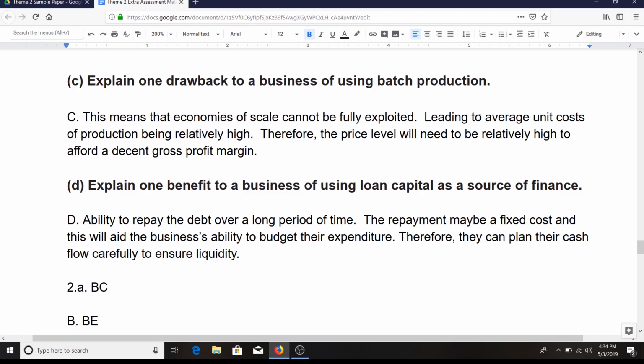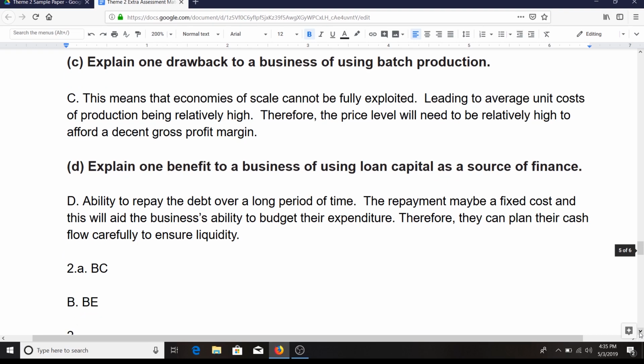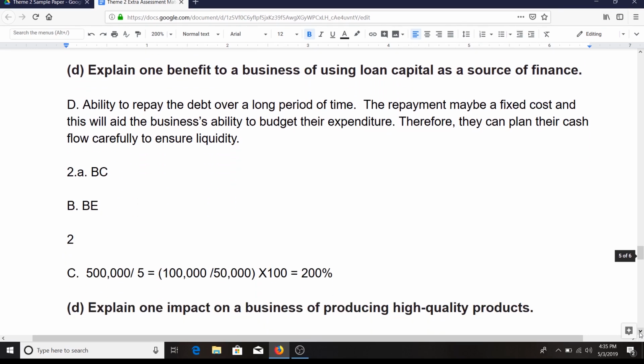Okay, so business using batch production, this means that economies of scale cannot be fully exploited. So it basically means the average unit cost is going to be higher than if you were using mass production, leading to average unit cost production being relatively high. Therefore, the price level will need to be relatively high to afford a decent gross profit margin. Okay, nice. Can you write that in less words? I reckon you can. Go on, give it a crack right now. Okay, let's move it through.